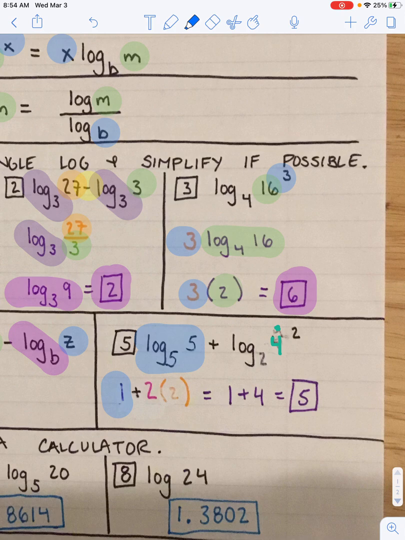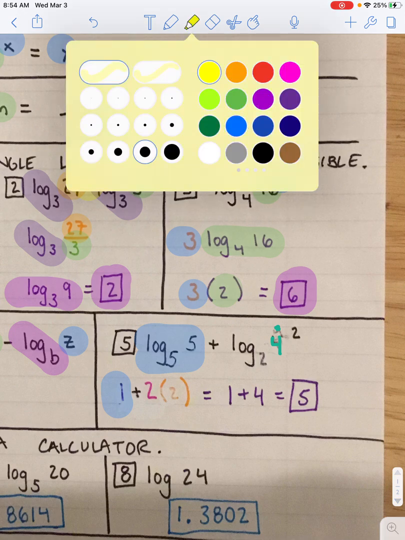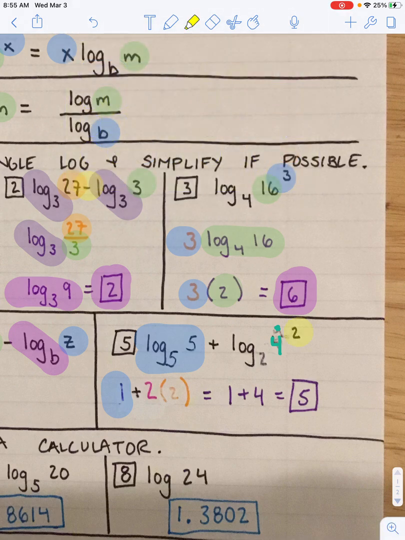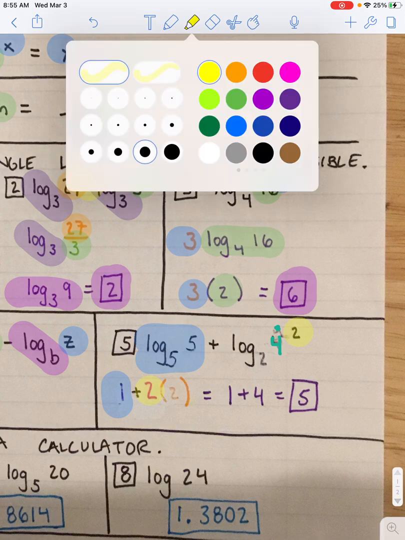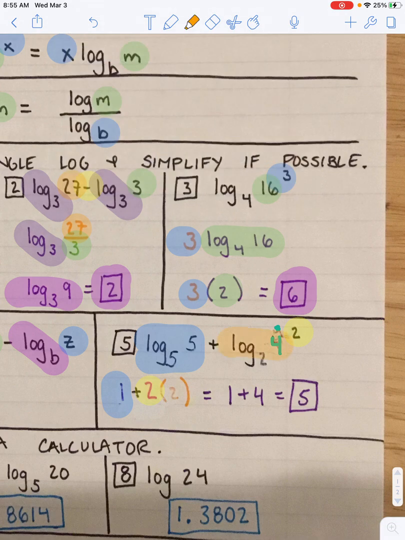Now log base 2 of 4 squared, we're going to go ahead and apply the power property. So we're going to take that 2 and bring it down in front. And then we look at what we have here. We have the log base 2 of 4. So 2 raised to what power gives you 4? 2 squared. So I'm going to just change that to a 2. Now I'm just going to go through and simplify. So 1 plus 2 times 2. So 2 times 2 is 4. So 1 plus 4 gives us an answer of 5.